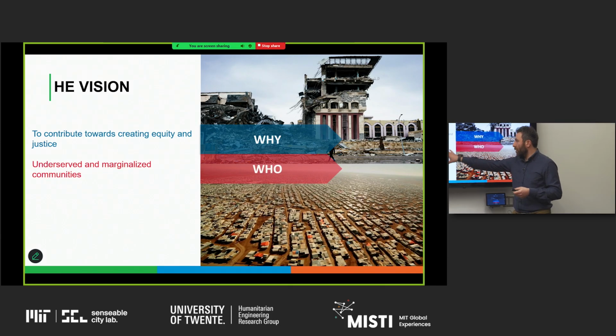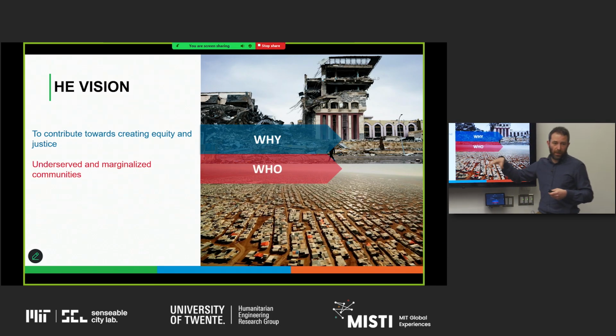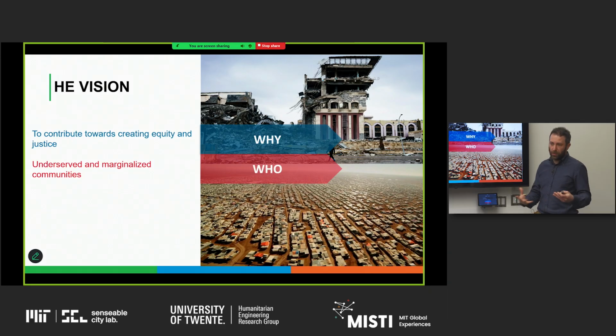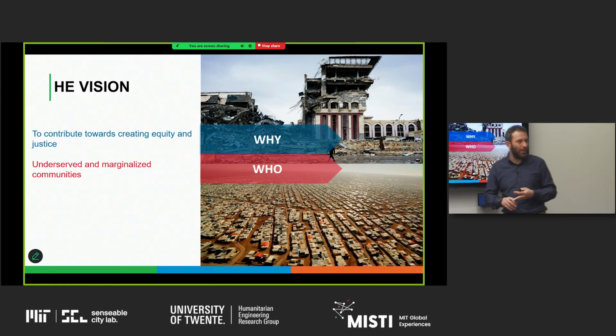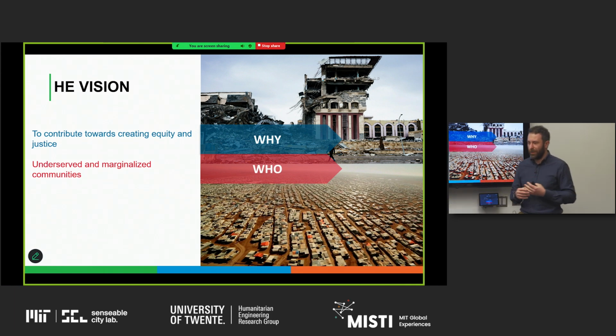As I said, the focus is underserved and marginalized communities. When I say underserved and marginalized communities, do you know what I mean with that? Can you picture something specific? Informal settlements, for example, informal settlement might be one. Low income, yeah. Usually the income is one of the factors taken into account to characterize it.